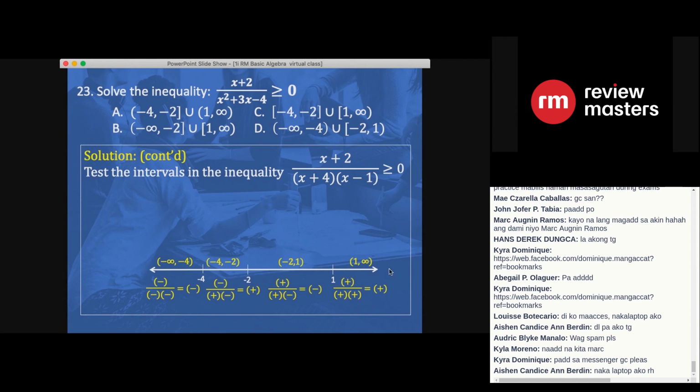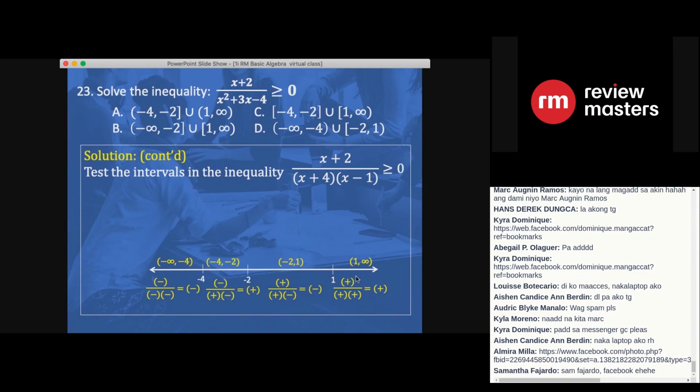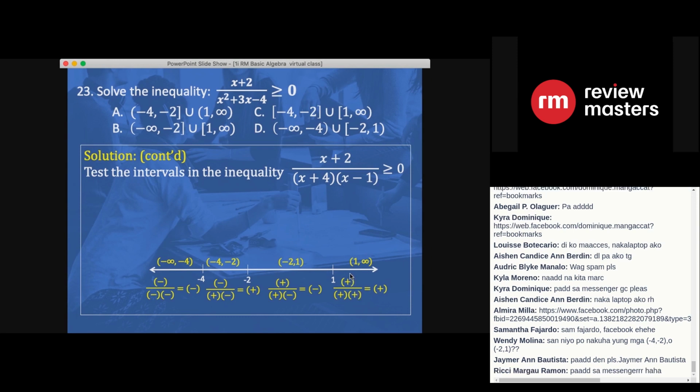1 to positive infinity, let's say the number is 2. That's in between 1 and positive infinity. Okay. So, 2 plus 2 is 4, positive. 2 plus 4 is 6, positive. 2 minus 1 is 1, positive. So, positive divided by positive is positive.